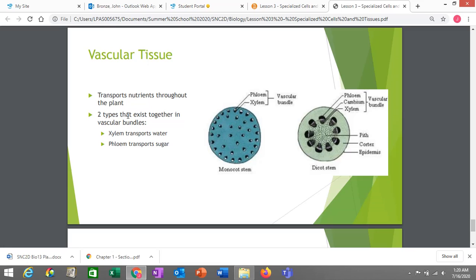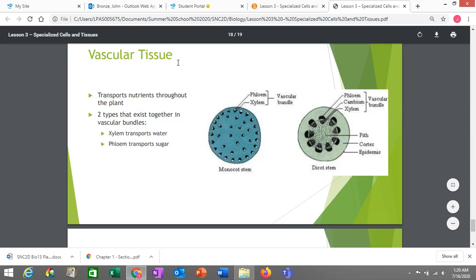So if you think of the dermal tissue as the outside of the plant that protects it, the vascular tissue is the part that's way on the inside. You can think of these as almost like the blood vessels of the plant. These are what transport liquid and fluids around the plant. So what kinds of things get transported? Well, water is going to be very important, but another thing that gets transported is sugar.